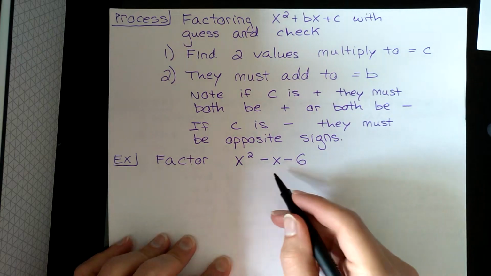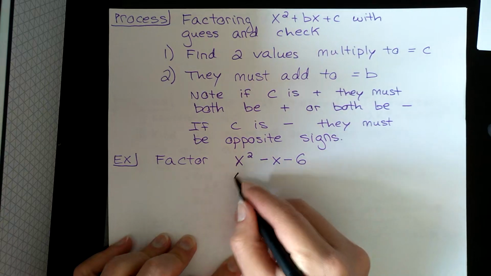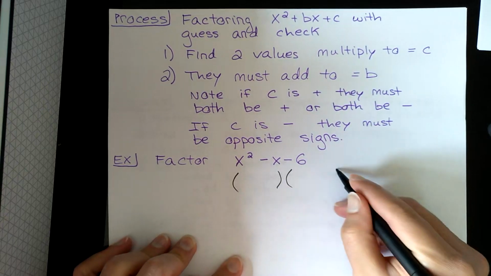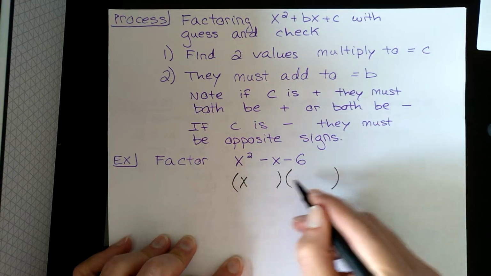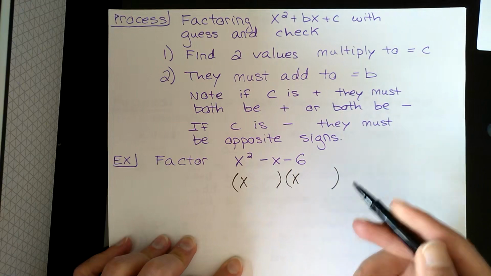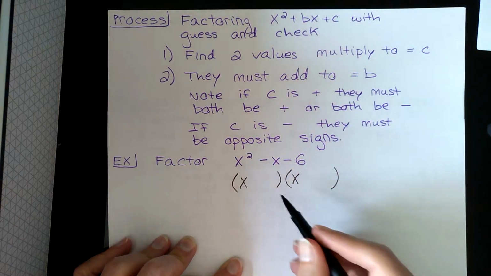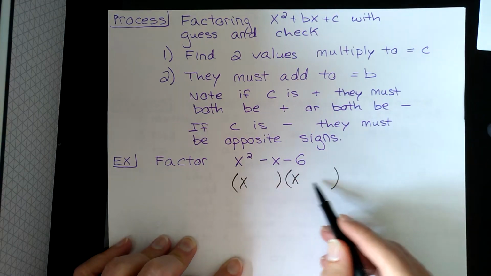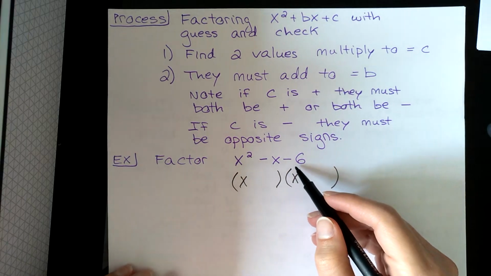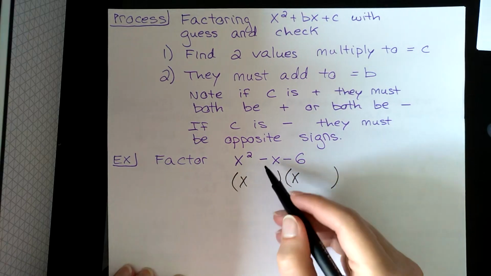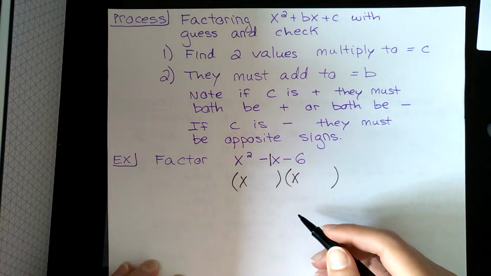So when we factor x squared minus x minus 6, we will start by saying that we know the two values that multiply to equal x squared are x and x. This will always be the case when we're dealing with a problem that just starts with an x squared. And now we just have to figure out the two numbers that go with it. We need two numbers that multiply to give us negative 6 and add up to give us this negative, meaning negative 1.